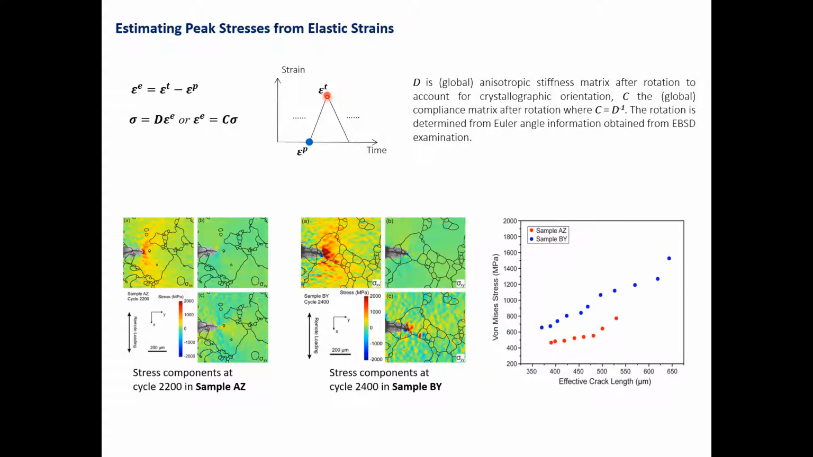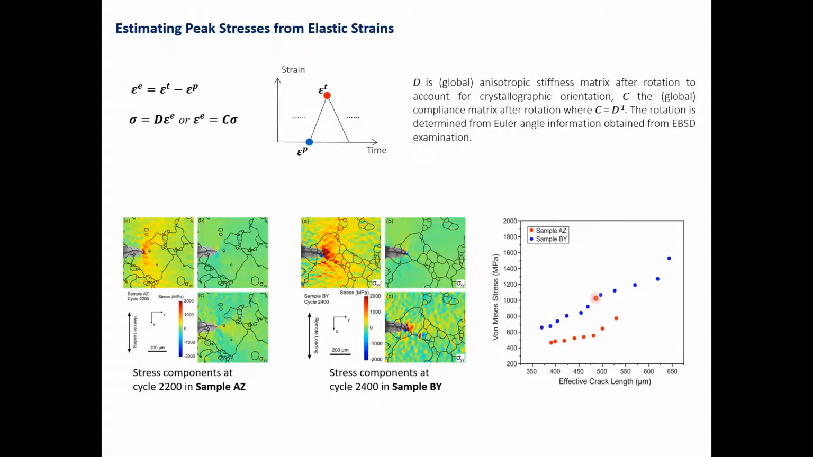And because of that, we can't get this information around every cycle, but we can get that information at the peak of each cycle. So this we do taking full account of all the elastic anisotropy of the crystals through which the crack is growing, and in that way we're able to estimate what the stresses are and the components of stress. And what's interesting immediately is that for sample AZ, which is the more ductile of the samples because of its orientation, the stresses are lower, but they of course increase with progressing crack growth.